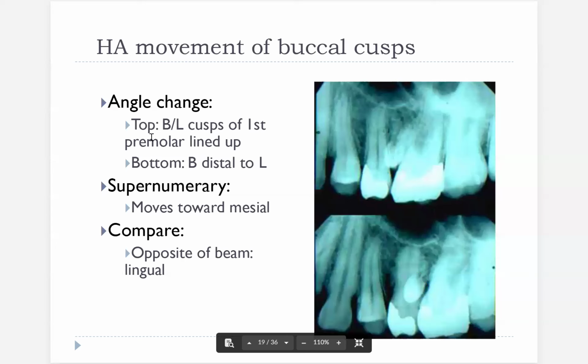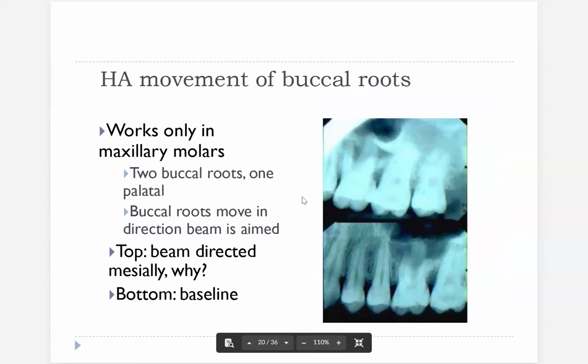So angle changes, we can look at, just like I was saying, we can look at the cusps, how they change. See how it's straight up and down, then it's tilted off more posterior. So we can see how those cusps change. We see how the supernumerary tooth moves and how it's moving opposite from the direction of the beam.